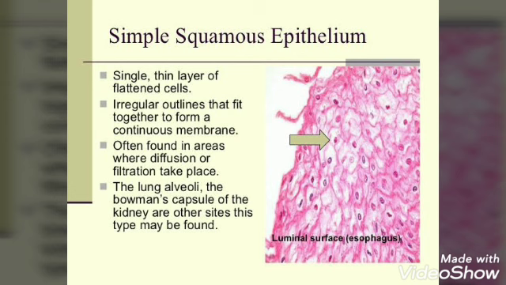And when you talk about the skin epithelium, the cells are in layers, so it is known as stratified squamous epithelium. Simple squamous epithelium has a single thin layer of cells and there are other places where it is found, such as the lung alveoli and the Bowman's capsule of the kidney. Why are they found over there? So that there can be easy diffusion of material.